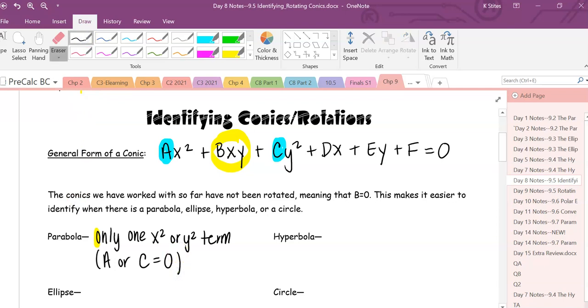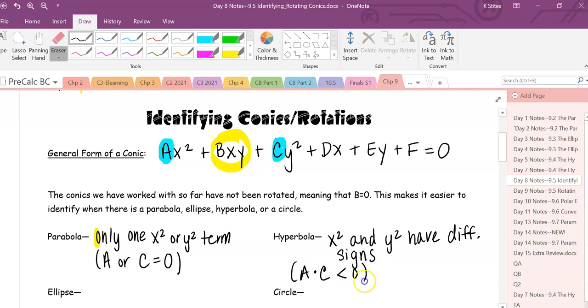When we have a hyperbola, we do have both x squared and y squared, but they have different signs. This also means that a times c is going to be less than 0. It's going to be a negative. I don't do anything with that. I just look at x squared and y squared and say, oh, they're different signs, so it's a hyperbola.